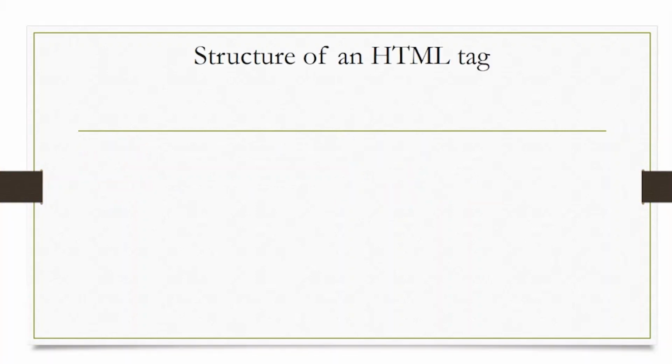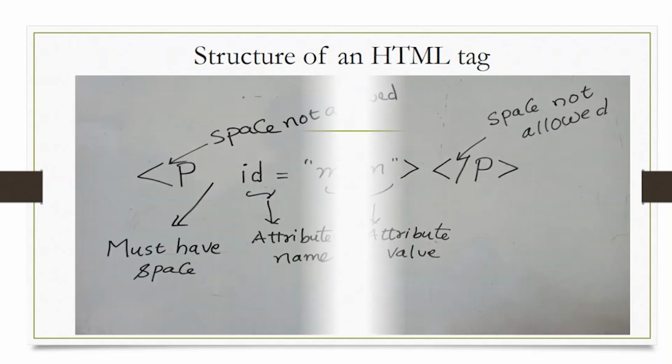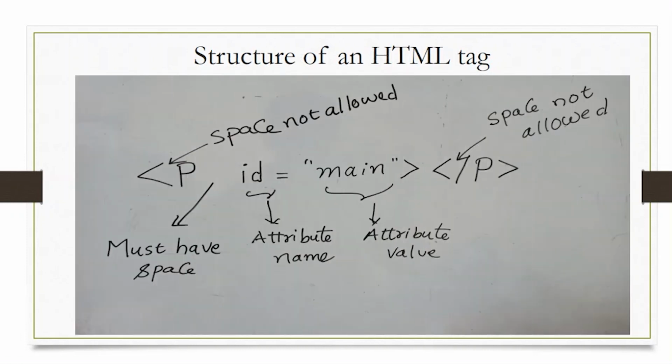Now, every HTML element can have predefined attributes. So, we will learn some of the most common ones. Attributes are a kind of name-value pair. It is used to amplify a tag.